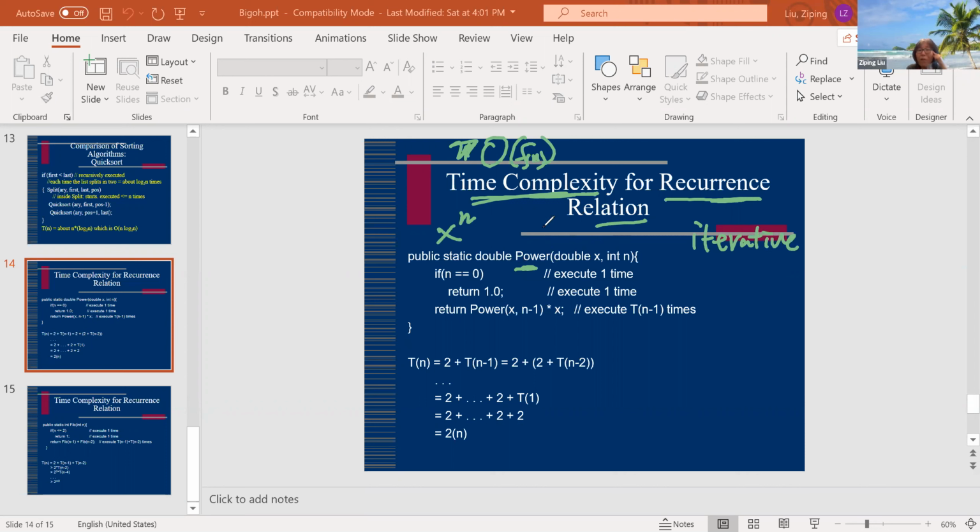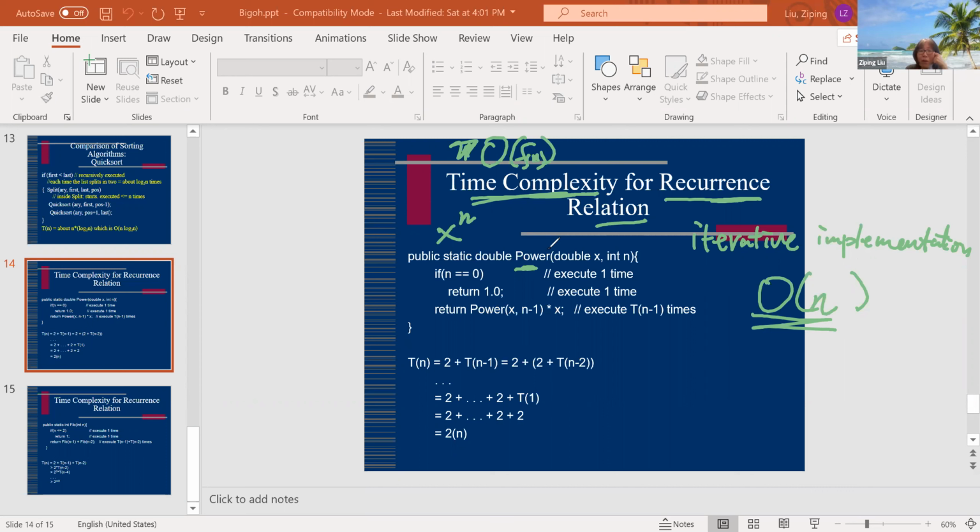And for iterative, who can guess what's its order? Who can guess what's the order for the power calculation using the iterative implementation? What's going to be the order? Let's see. Yeah, someone said it's linear. Yes, that is right. So it's linear.